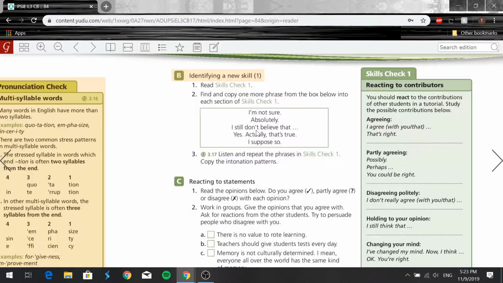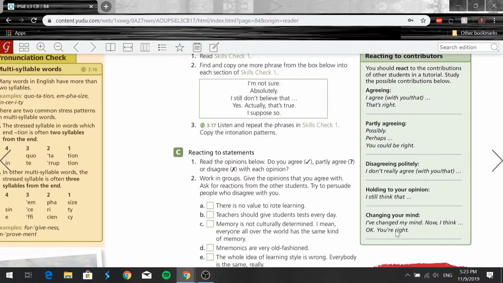I still don't believe that students should smoke, for example, or should watch TV, etc. Yes, actually, that's true. That's changing your mind. So yes, actually, that's true. Did not think of that. I suppose so. Looks like I suppose so goes with partly agreeing. So I suppose so, but I don't know.